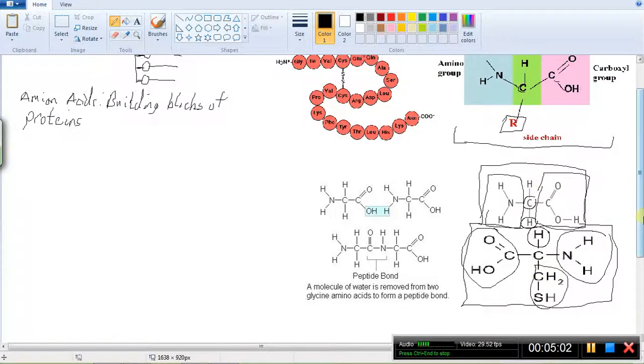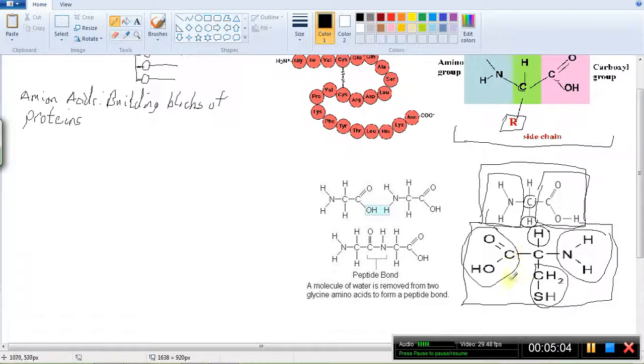Now, an important thing to note about these R groups is that they all will have different properties. Some of the R groups will be polar and hydrophilic. Remember, polar means there's a charge. They're also hydrophilic, which means they like water. They want to be around water. And there's some that are non-polar and hydrophobic.